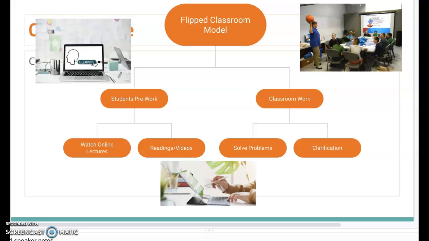Here we see a flipped classroom label. I was able to create this model through Google Slides. There are two sides to the model.